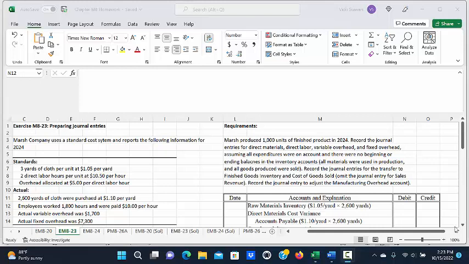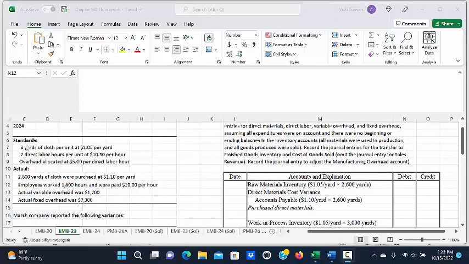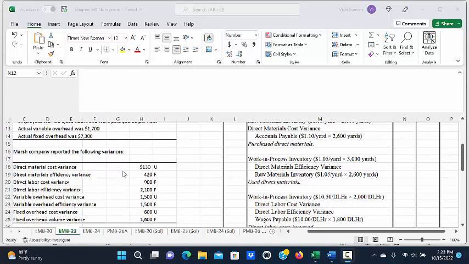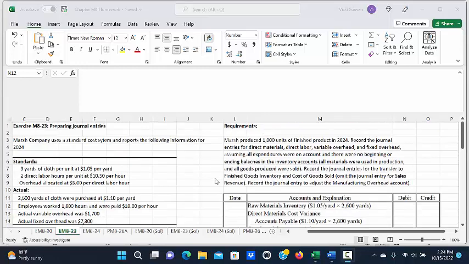This is a demonstration of exercise M823, preparing journal entries. Marsh Company uses a standard cost system and reports the following information for 2024, and we are given the standard costing information and then the actual information for Marsh. And they also give us the direct materials, direct labor, variable and fixed overhead cost, and efficiency variances.